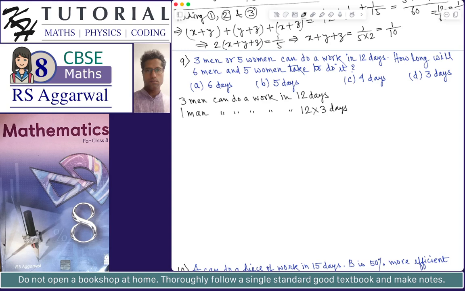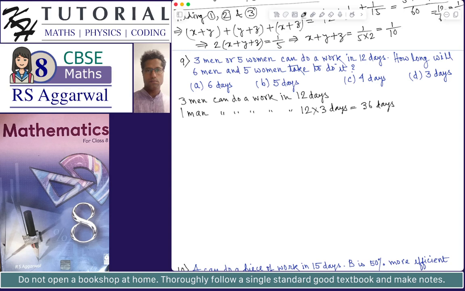Actually, we have to find, okay, so one man can do a work in 12 into 3 days, which is equal to 36 days. The idea is that we have to find the amount of work done by a single man and one woman. First, we have to find the amount of work done by one man and one woman, from the fact that three men can do a work in 12 days and five women can do a work in 12 days.